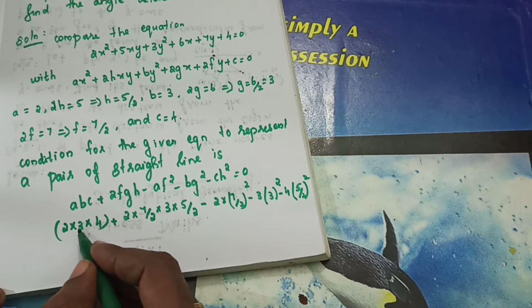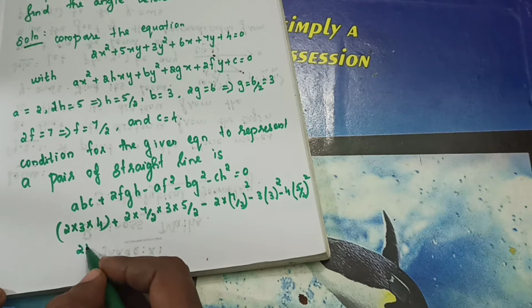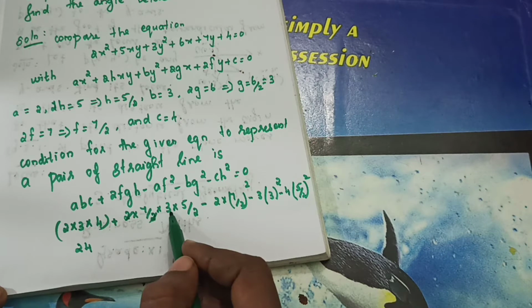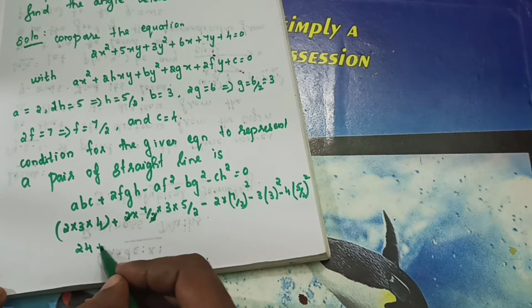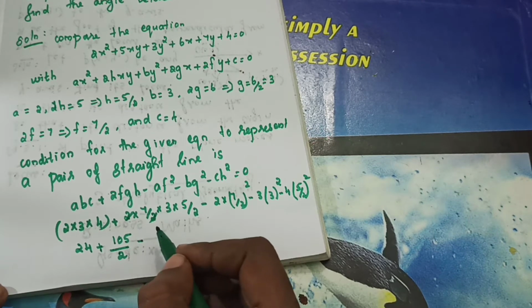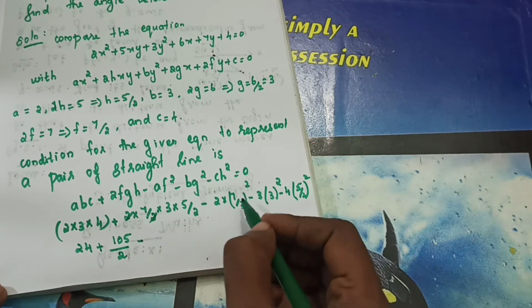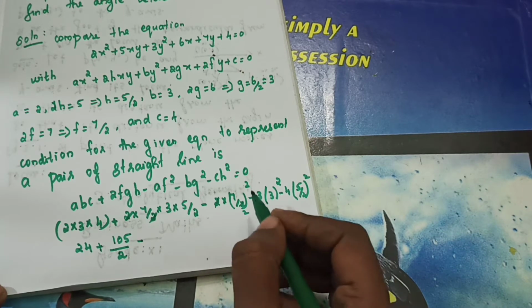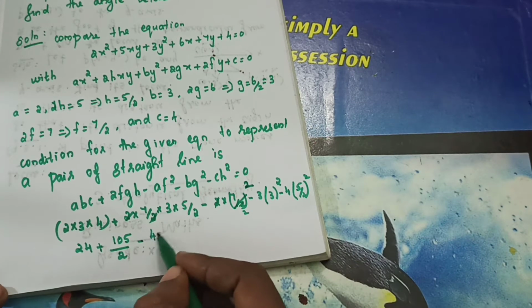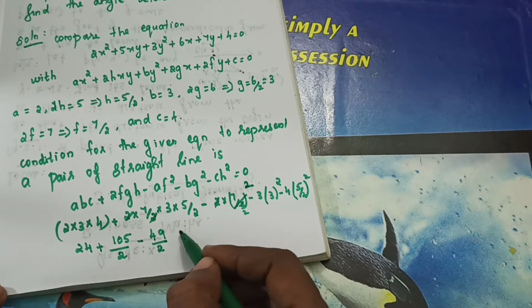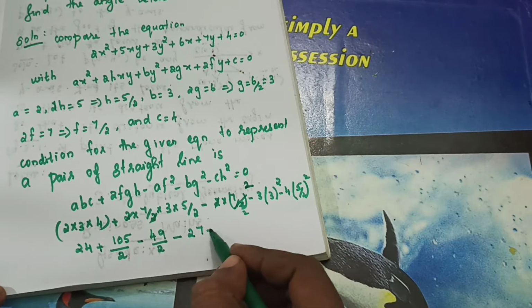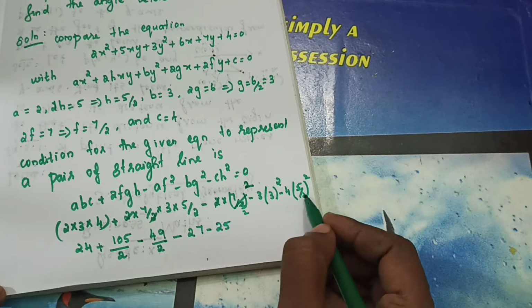So multiply 2 into 3 means 6, 6 into 4 means 24. So this and this will get cancelled. So the balance is 7 into 3 is 21, 21 into 5, so you will get 105 divided by 2. Then minus 2 into this one. So 2 and 2 get cancelled. Again it will be 7 square divided by 2, so you will get 49 by 2. Next step, minus 3 into 9, you will get 27, minus 25. Simplify 2 square, 2 square.